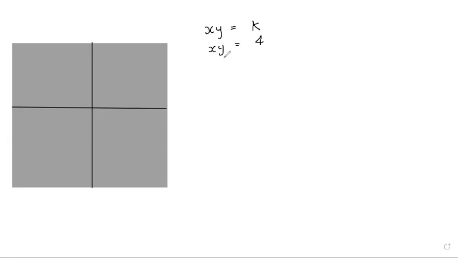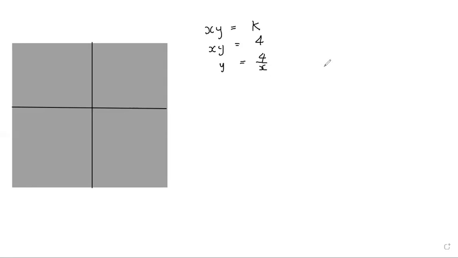This means if I multiply two numbers, I must get a 4, which says that when x is a 2, y must be a 2 to give us a 4. When x is a 1, y must be a 4 to give us a 4. So we say y is equal to 4 over x.